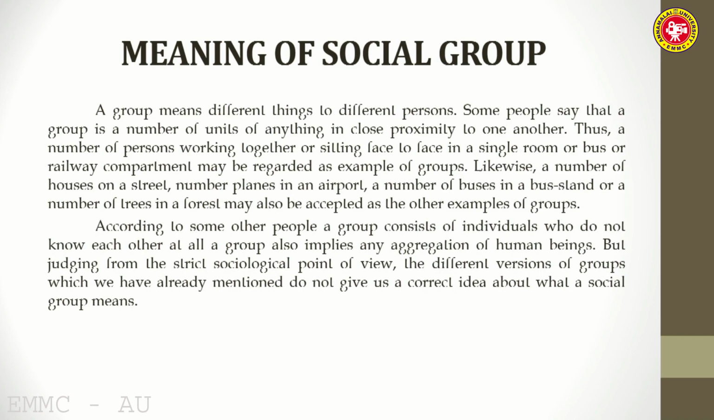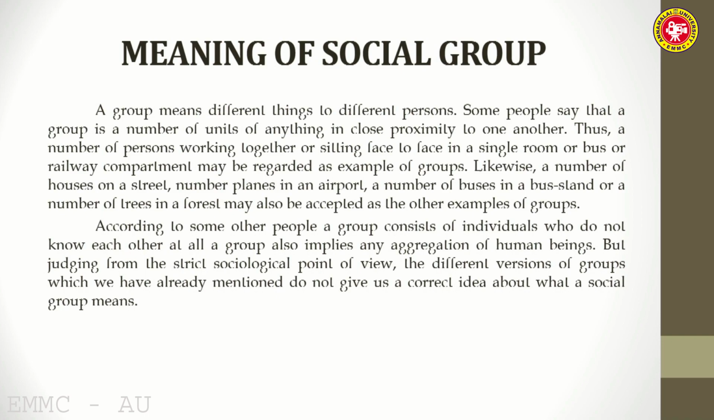Likewise, a number of houses on a street, a number of planes in an airport, a number of buses in the bus stand or a number of trees in a forest may also be accepted as other examples of groups. According to some other people, a group consists of individuals who do not know each other at all. A group also implies any aggregation of human beings.